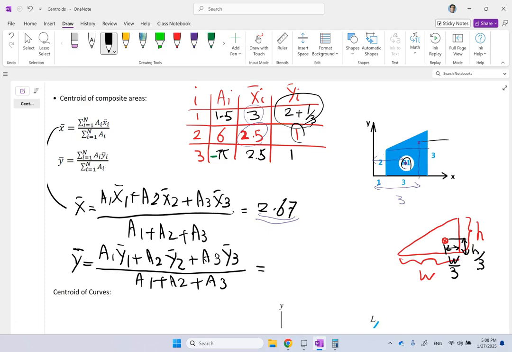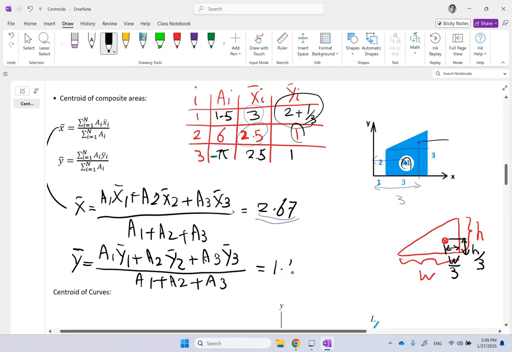So let's go ahead and calculate this number. And you're going to get 1.46 with 2 decimals. And clearly, again, it's between 1 and 2.33. So you see that is the centroid here.